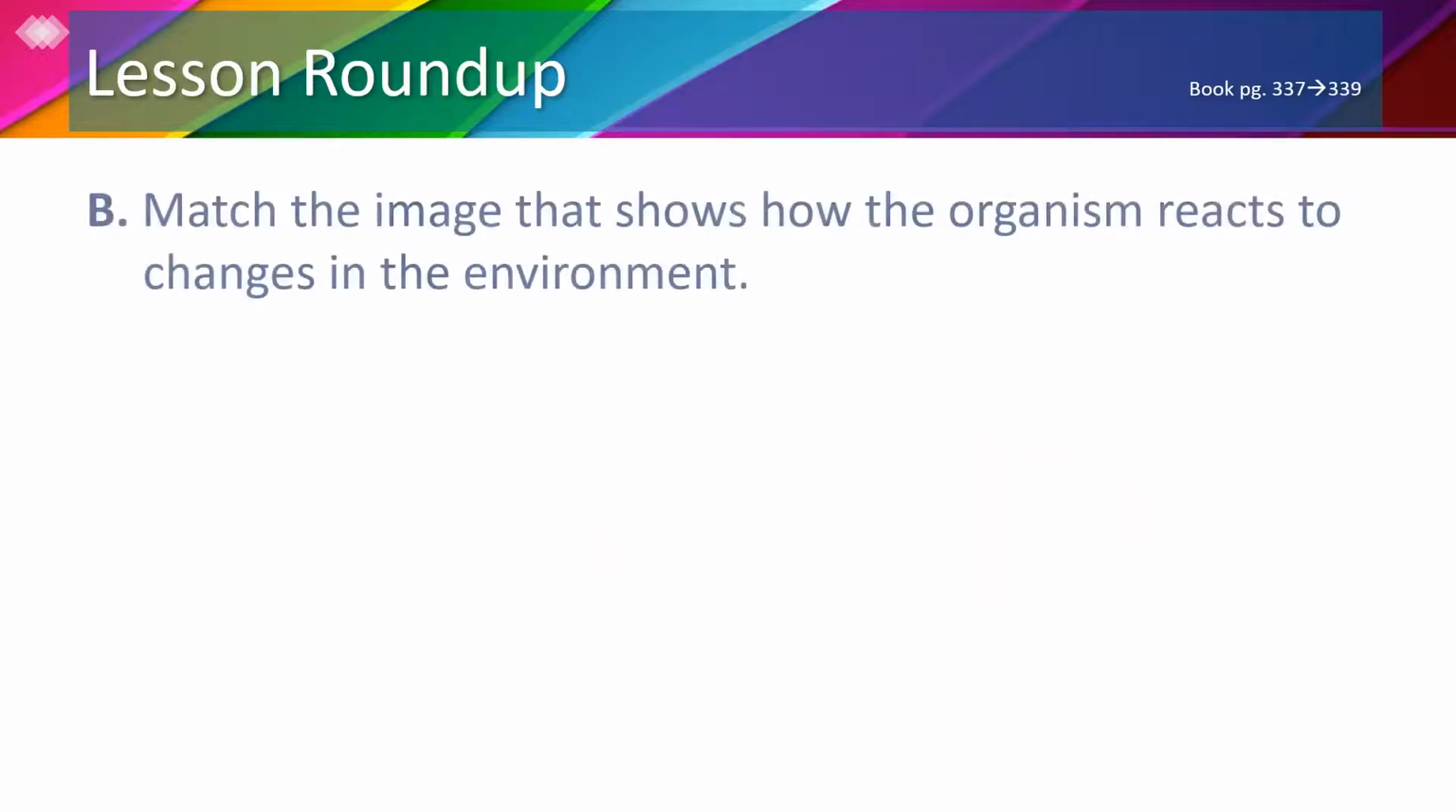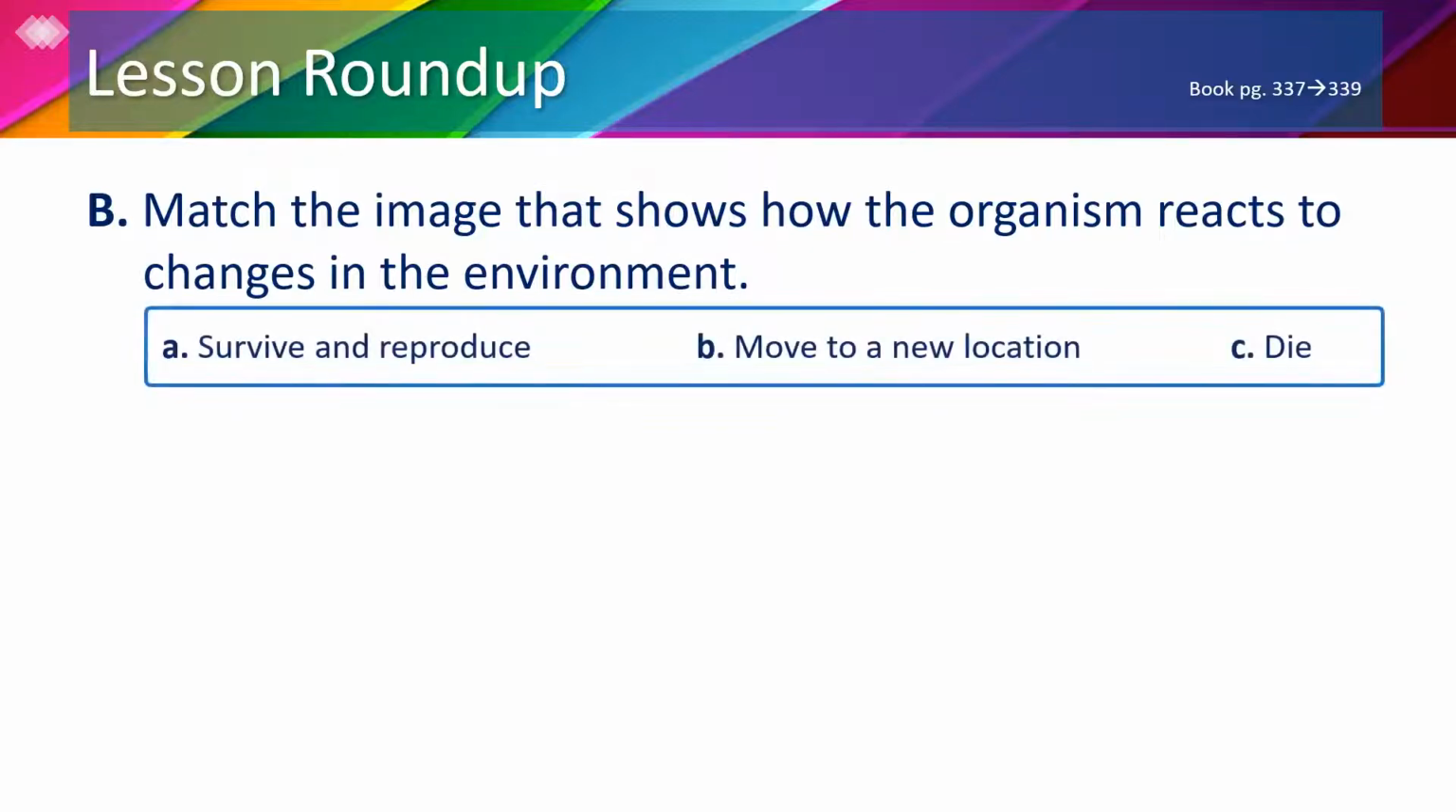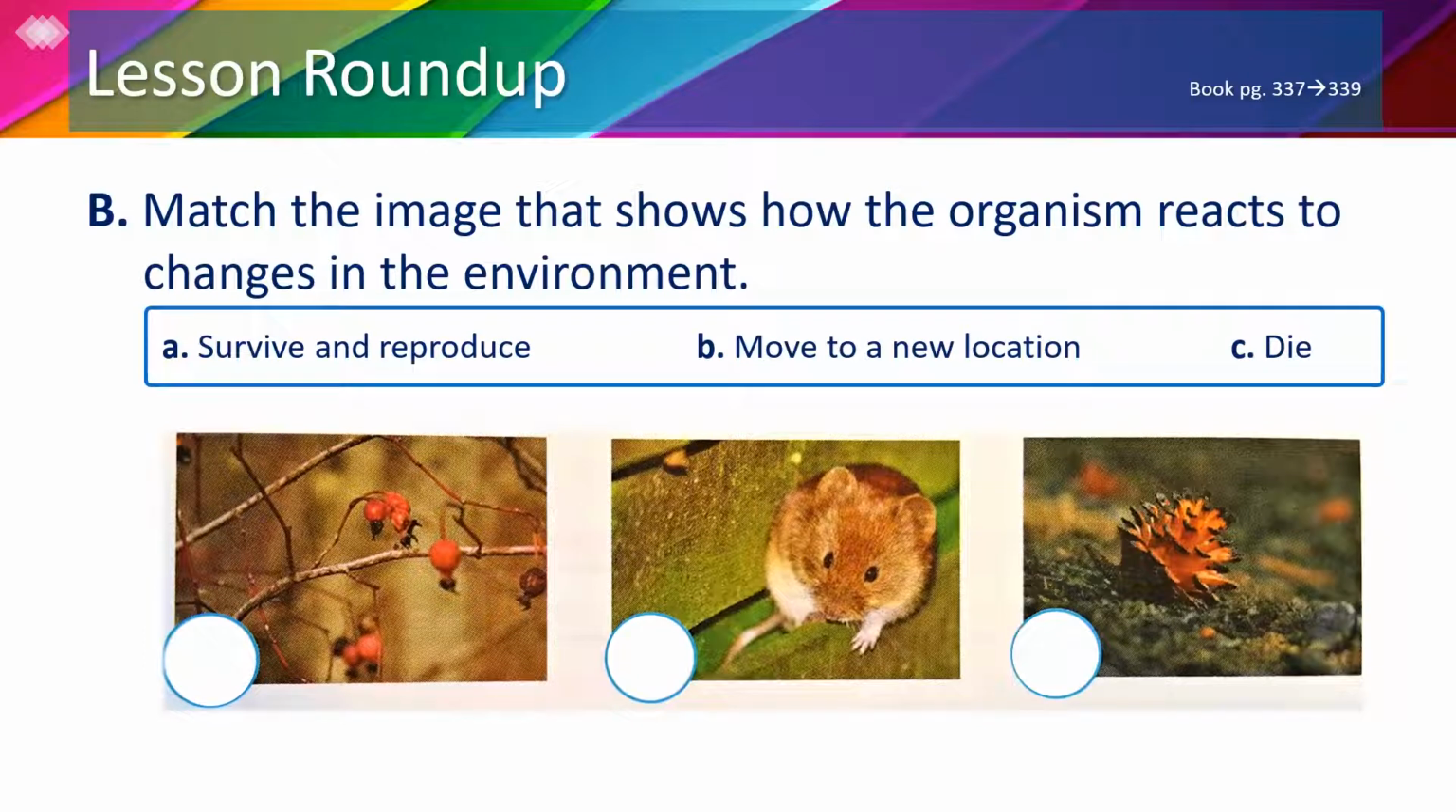In part B also, we're going to match the image that shows how the organism reacts to changes in the environment. We have the following words: A, survive and reproduce, B, move to a new location, and C, die. The first picture shows a dead plant due to sudden cold weather, so the answer is C, die. The second picture shows a vole which changes its habitat due to drought, so the answer is B, move to a new location. And finally, the last picture shows a pine cone after a wildfire, so the answer is A, survive and reproduce.